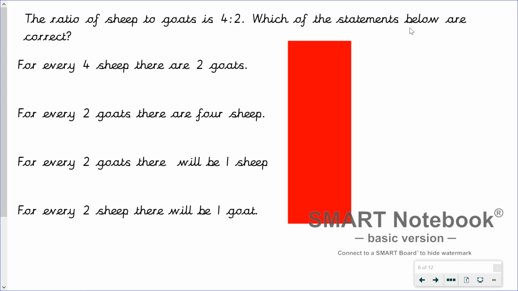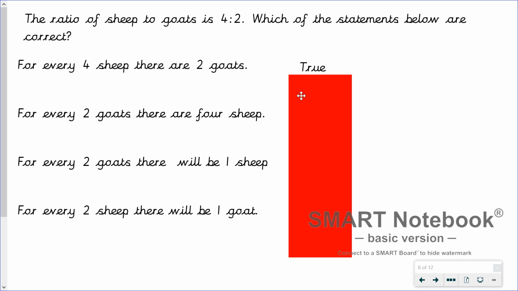So sometimes we'll need to think about statements that we're given, and we'll have to use the ratio to solve problems. So the ratio of sheep to goats is 4 to 2. Which of the statements below are correct? So for every 4 sheep, there are 2 goats. So sheep to goats. So 4 sheep, 2 goats. So for every 4 sheep, there are 2 goats. That's true.